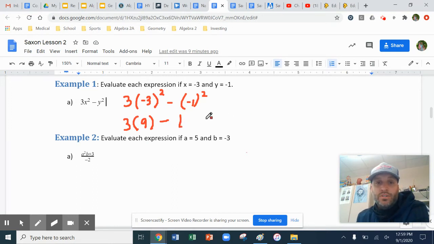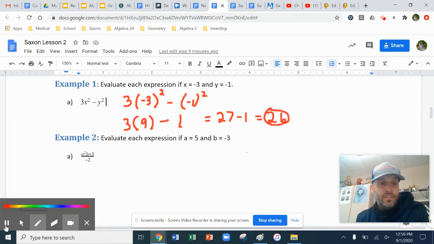Now I can continue. I'll do my multiplication next. 3 times 9 is 27. 27 still has -1, so I'm left with the overall evaluated answer of 26. This will be my final result.